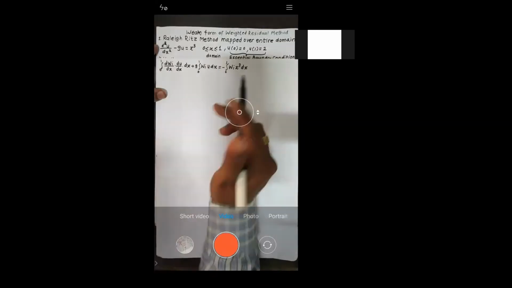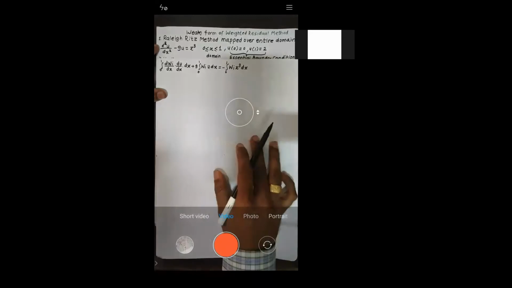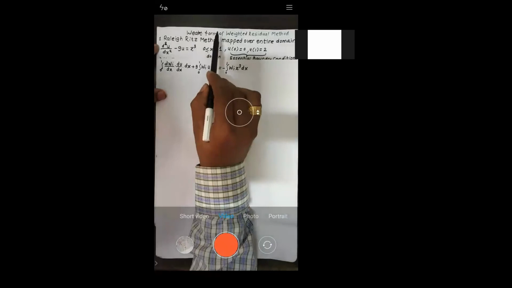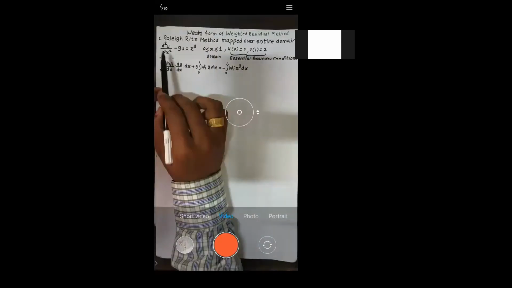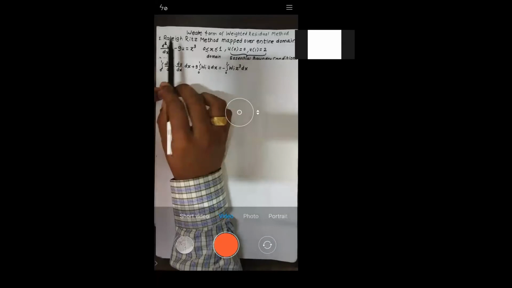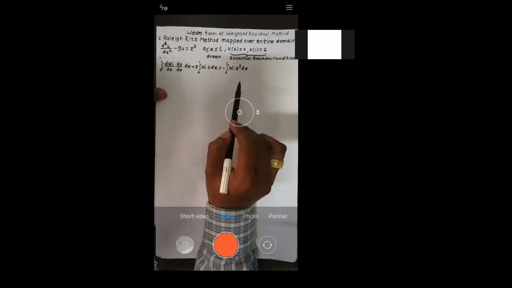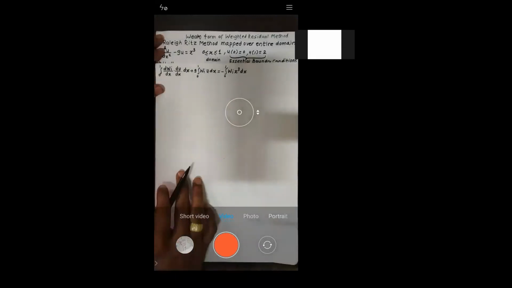Getting or not? That's why this particular method is called weak. Why is it called weak? You have reduced the degree of differential equation by half. That means you make that equation weak, right? Initially it was second order. You have reduced it to first order. That means you make that equation weak. That's why this particular method is called weak form. Is it okay? Yes, sir.